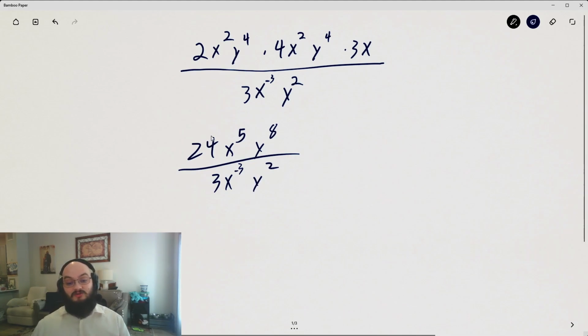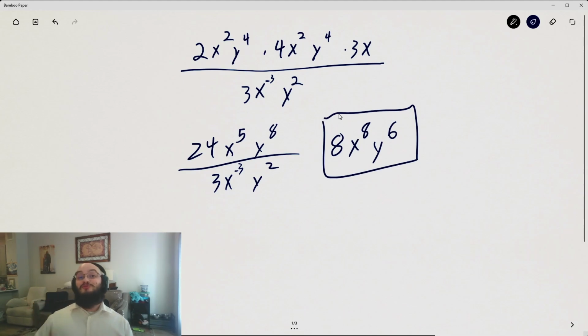Now we would take 24, divide that by 3, and we get 8. We have x to the 5th divided by x to the negative third. Remember, when we do division, we subtract the exponents. So 5 minus negative 3 would be 8. And then y to the 8th over y to the 2nd, we subtract the 8 and the 2, and we get y to the 6th. And that was so much faster than writing everything out explicitly. So this is why we utilize those exponent properties and why we learn when we can add our exponents and when we can subtract them, because it makes the process so much faster.